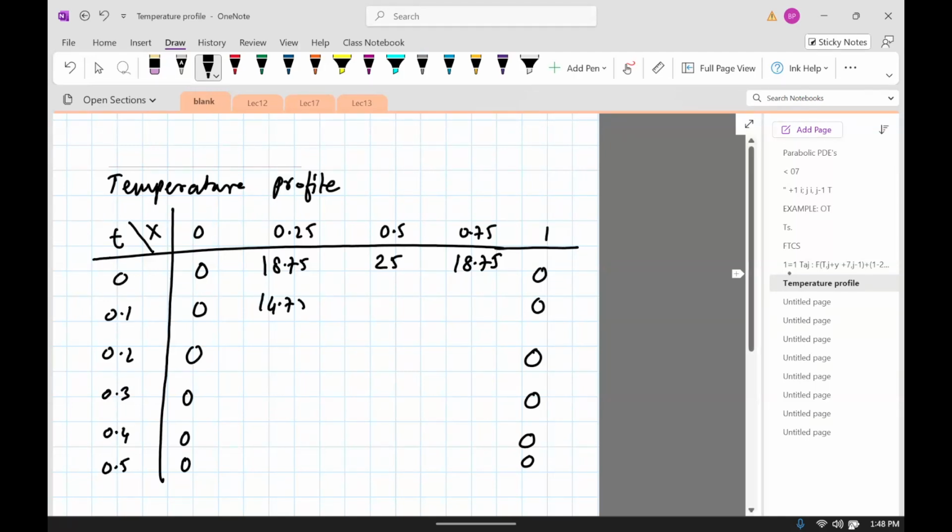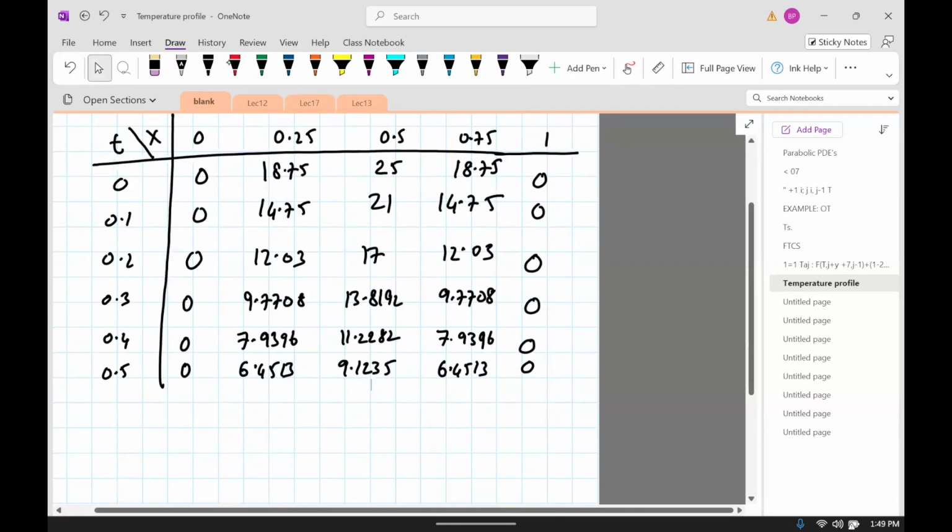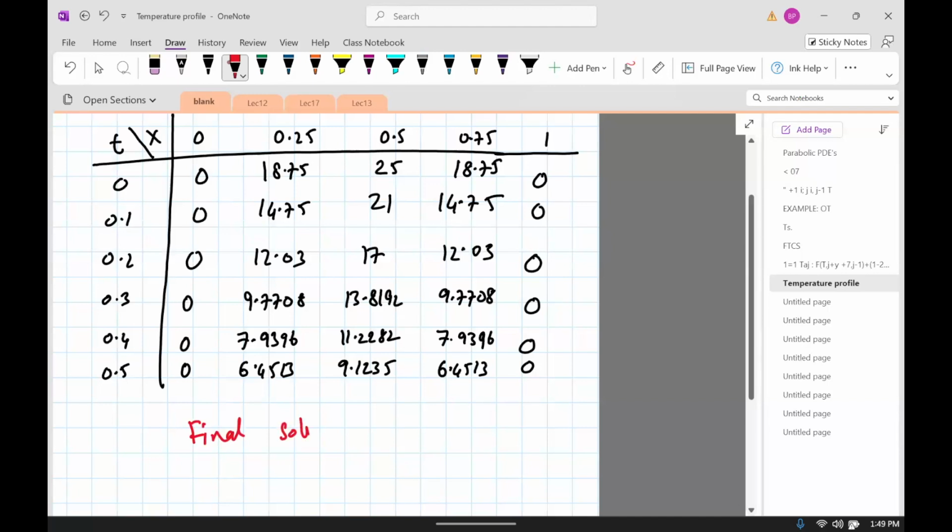Then we have 14.75. This will be the same. It's a symmetric profile, 21. Then we have 12.03. This will also be 12.03. And then the middle one will be 17. Then 9.7708. This will also be 9.7708. 13.8192, 7.9396, 6.4513, 6.4513. So this is your final solution. You need to present your results like this.